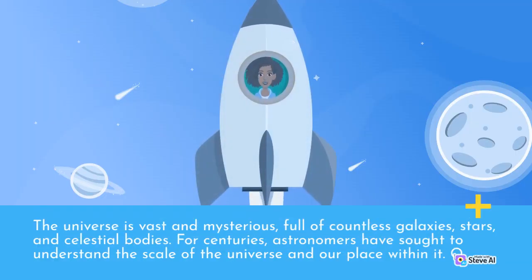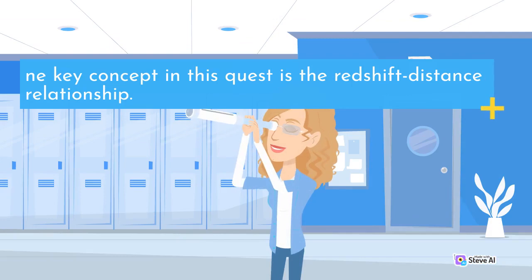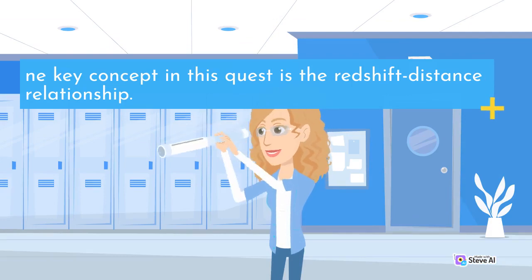The universe is vast and mysterious, full of countless galaxies, stars, and celestial bodies. For centuries, astronomers have sought to understand the scale of the universe and our place within it. The key concept in this quest is the redshift-distance relationship.